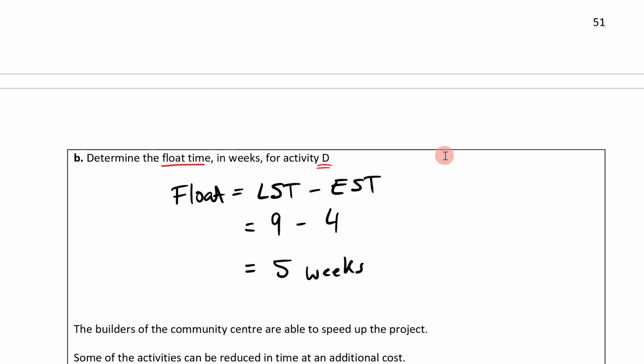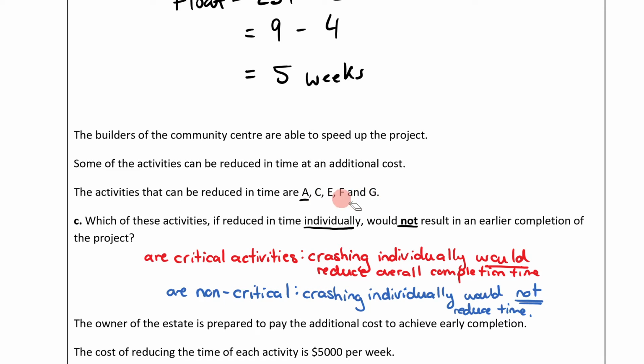So what I would do here, have I gone too far? Here it is. What I would do here is I would say, all right, which of these are my non-critical activities? Well, it's A, E, and G. My critical activities are C and F. They are critical, so crashing them individually would reduce the overall completion time. A, E, and G are non-critical, therefore crashing individually would not reduce the time.